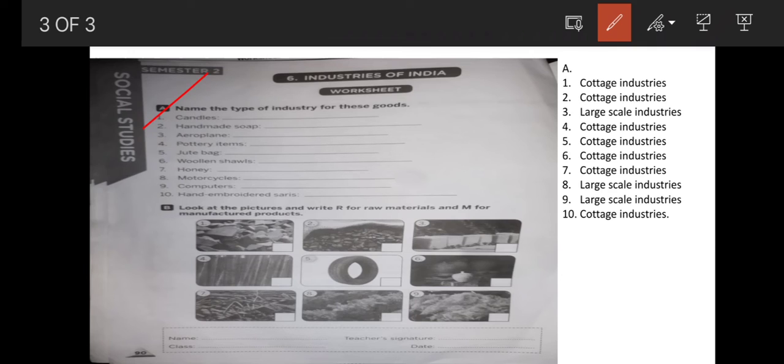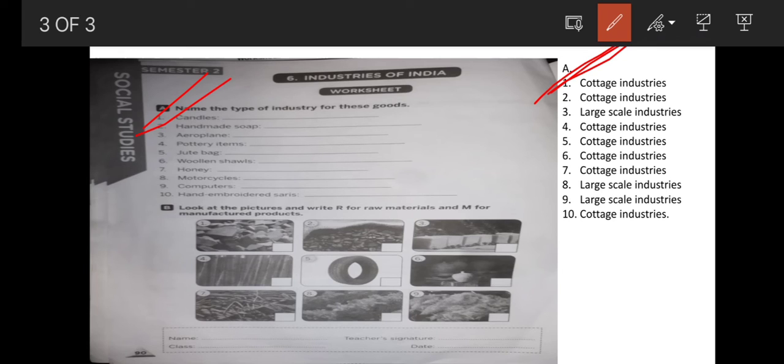1. Candles. Candles are manufactured in cottage industries. What do you mean by cottage industries? The industries where we can start this work even at our home with the help of our family members. And these industries do not require machines, big or small machines. So candles are produced in cottage industries.